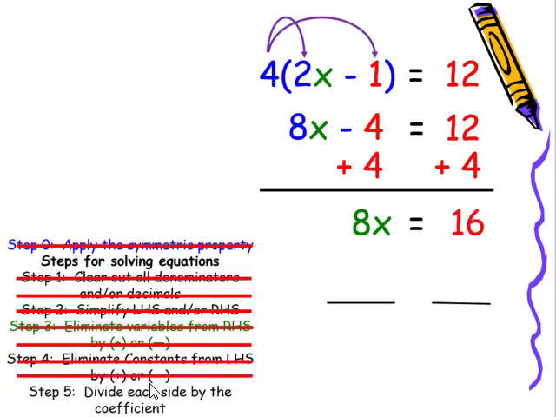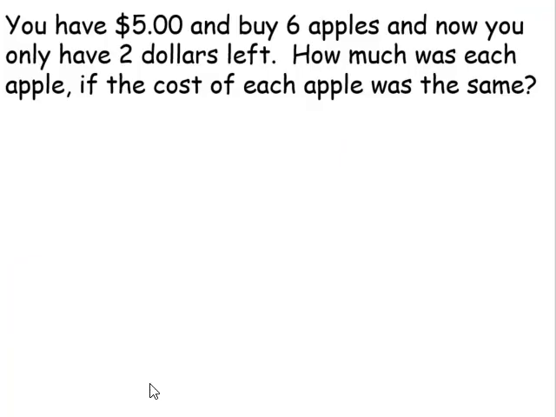Divide both sides by 8. The 8's will cancel, leaving us with x is equal to 2. Let's take a look at the first of 2 word problems. You have $5 and buy 6 apples, and now you have $2 left. How much was each apple if the cost of each apple was the same?